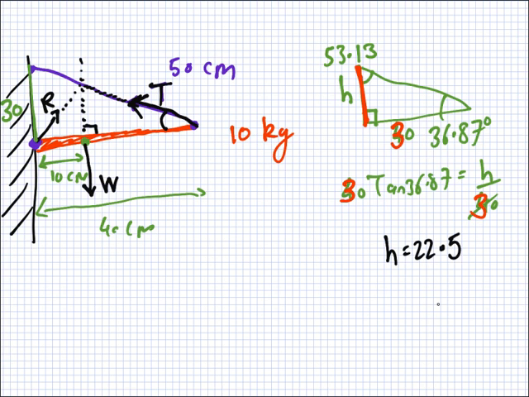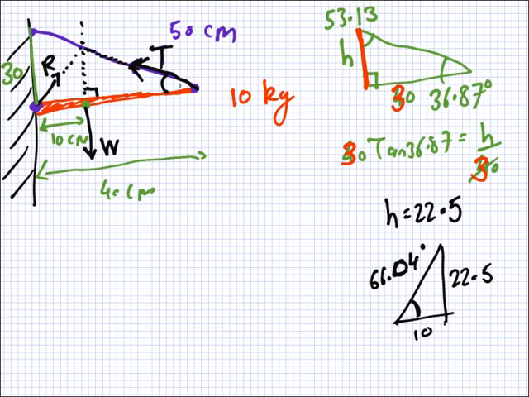Now, let me draw the other triangle. This is 10. This is 22.5. So, what's this angle here? Tan inverse 2.25. What's that? Tan inverse 2.25. 66.04. Okay, good.